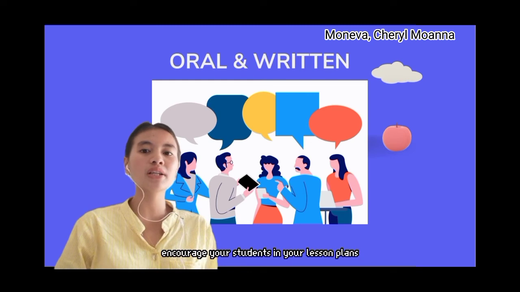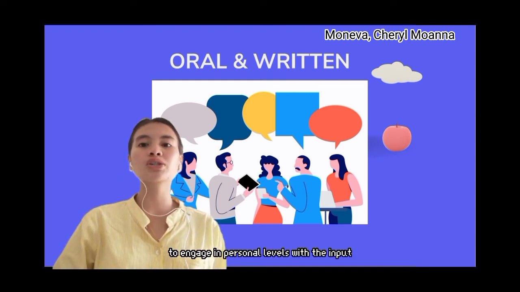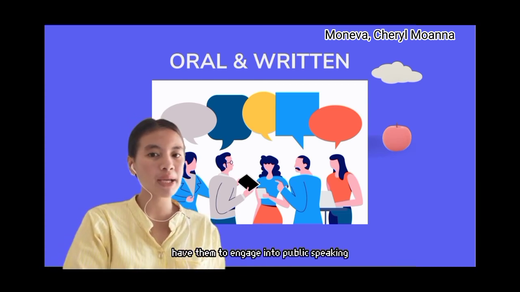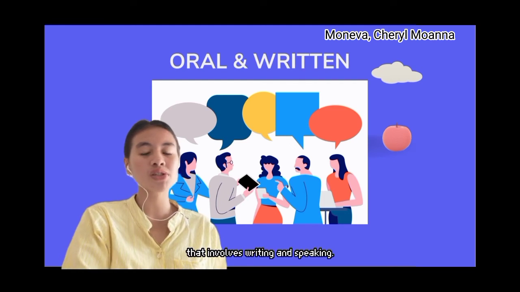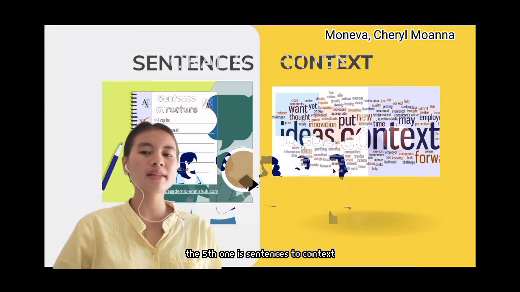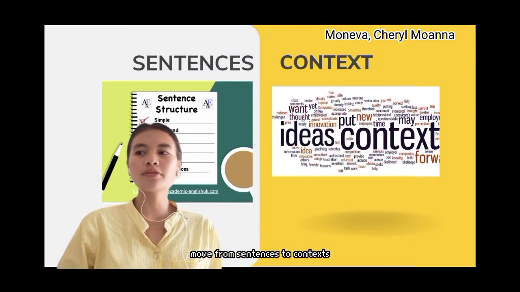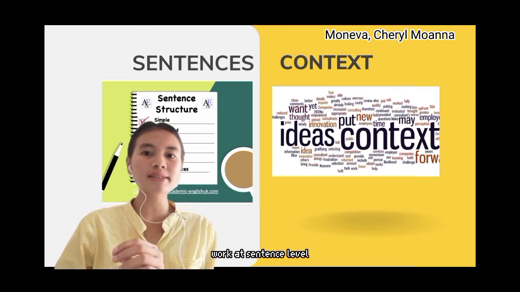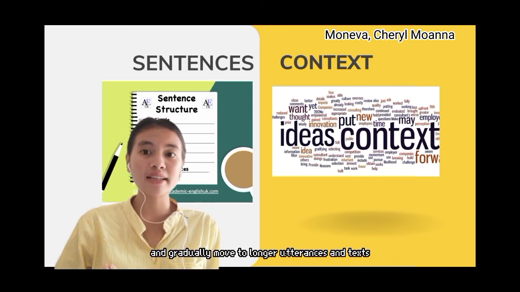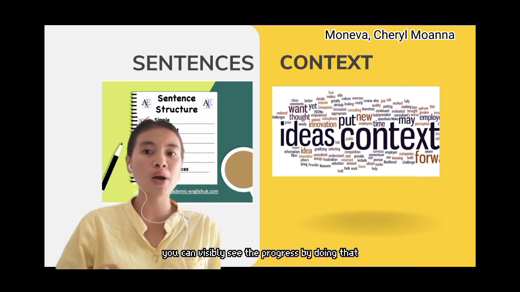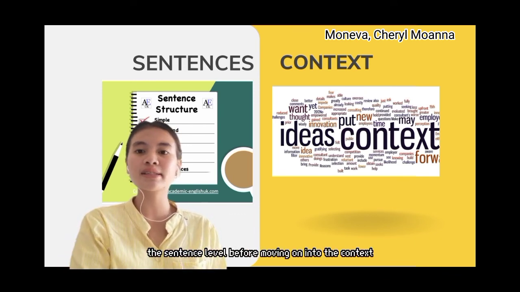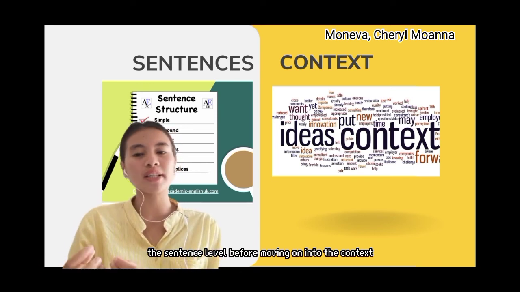Encourage your students in your lesson plans to engage on a personal level with the input. Have them engage in public speaking and any other competition that involves writing and speaking. Now, the fifth one is sentences to context. Move from sentences to context. Work at sentence level and gradually move to longer utterances and text. You can visibly see the progress by doing that, and make sure that they have understood the sentence level before moving on into the context.